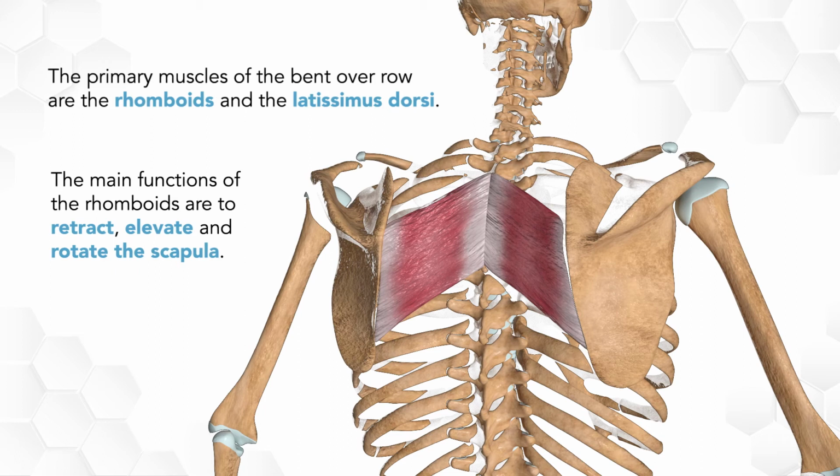We include the rhomboids as primary movers in the bent-over row because retraction of the scapula is imperative when performing an efficient bent-over row. It is the first movement during the pull phase and creates good positioning before the lats take over and contract optimally during the exercise.